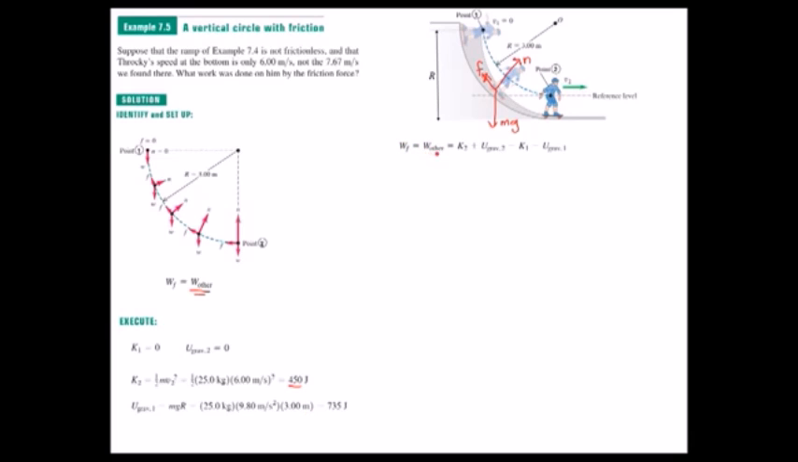Now solving for W other in the conservation of energy equation, as shown, putting in the numbers, we get minus 285 joules. We note that this negative makes sense. The skateboarder is moving down to the right on this trajectory, but the friction force is pointing to the left, and so the work done by the friction must be negative. And this ends example 7.5.